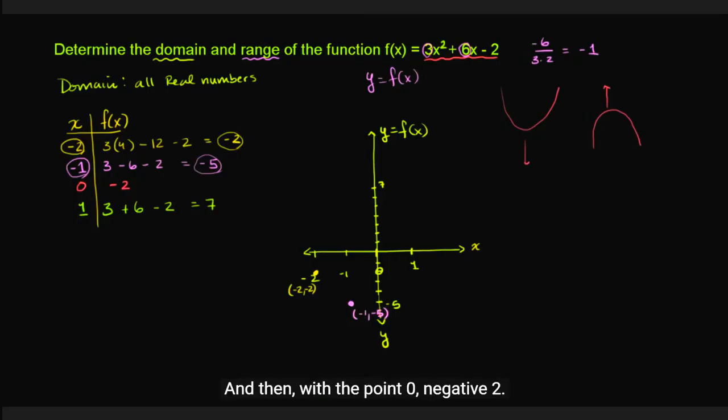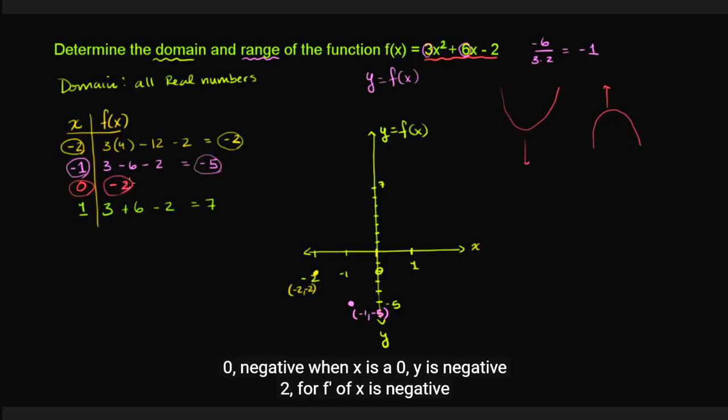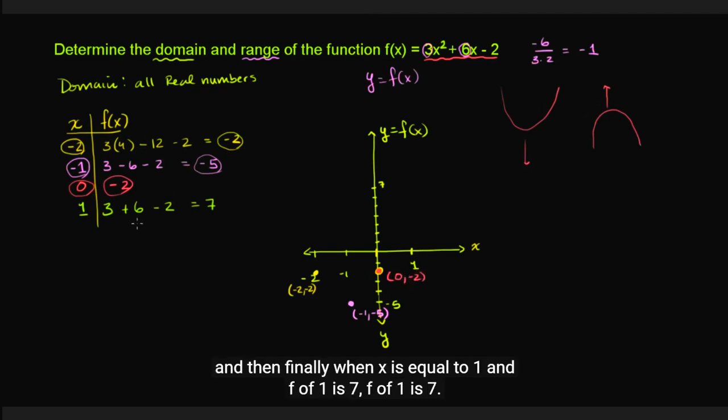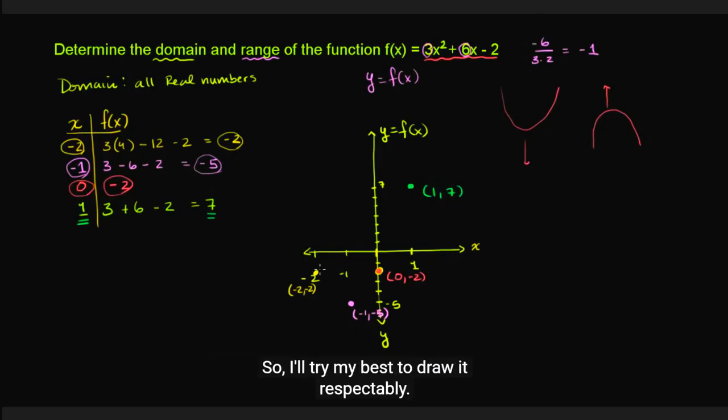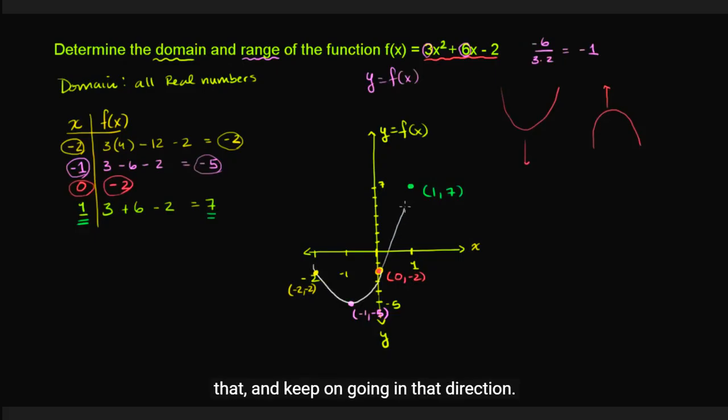And then we have the point 0, -2. When x is 0, y is -2, or f of 0 is -2. So this is the point 0, -2. And then finally, when x is equal to 1, f of 1 is 7. So that's right there, the point 1, comma 7. And it gives us a scaffold for what this parabola, this curve, will look like. So I'll try my best to draw it respectably. It would look something like that, and keep on going in that direction.